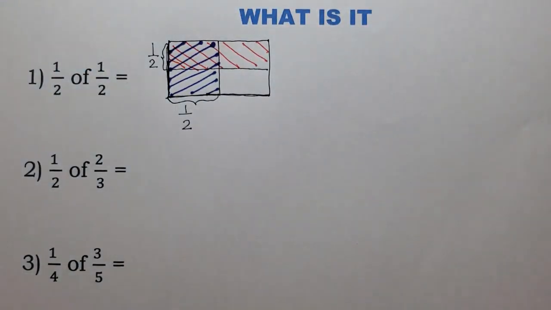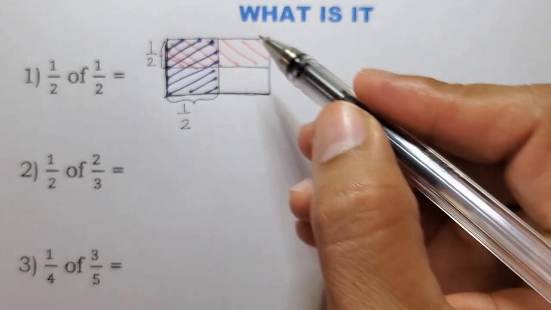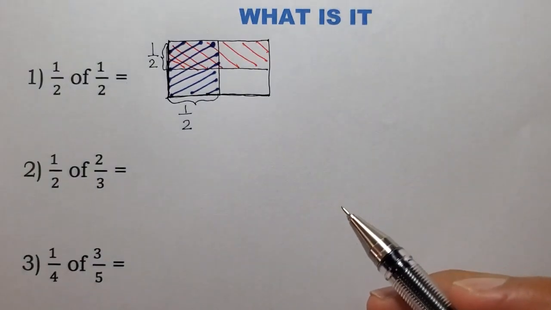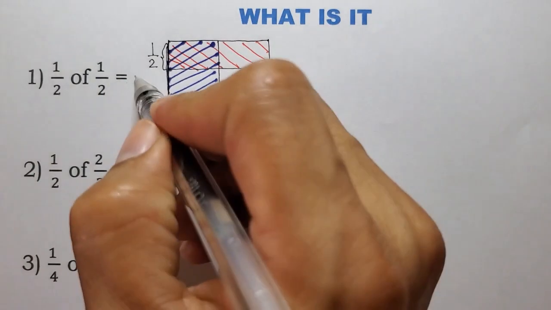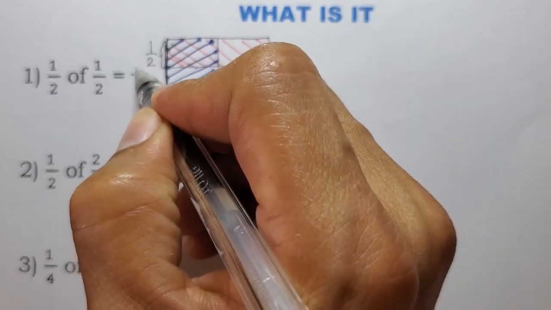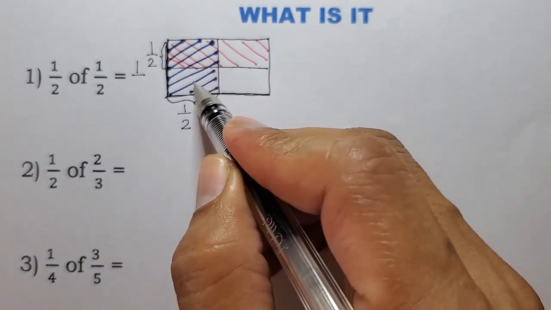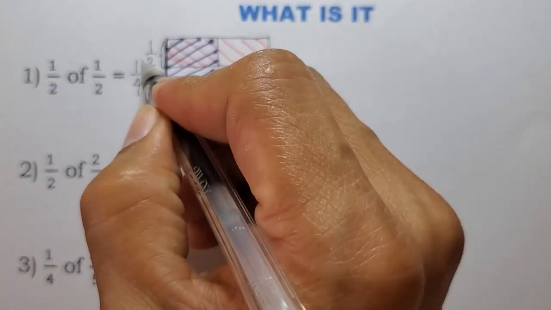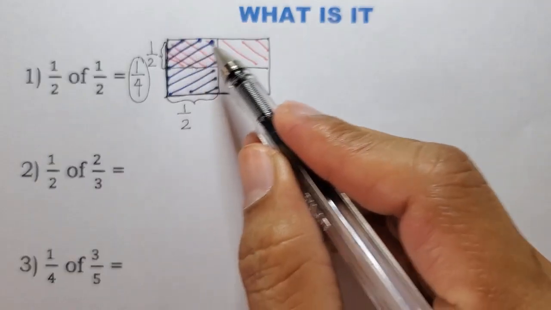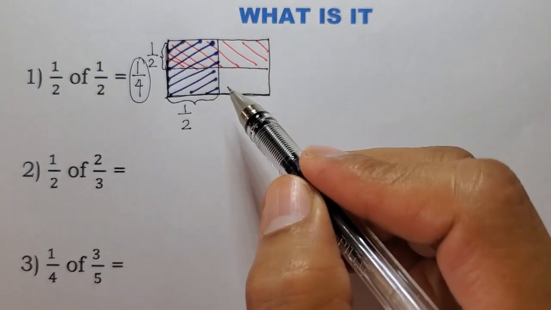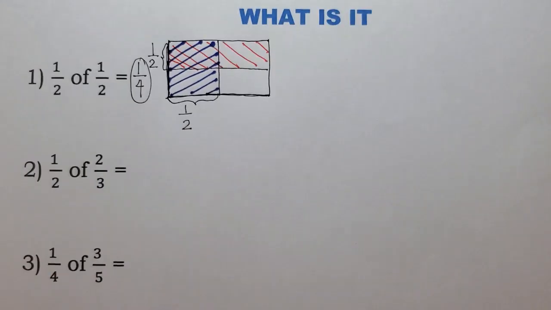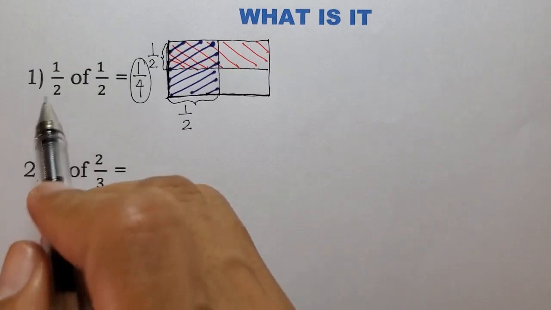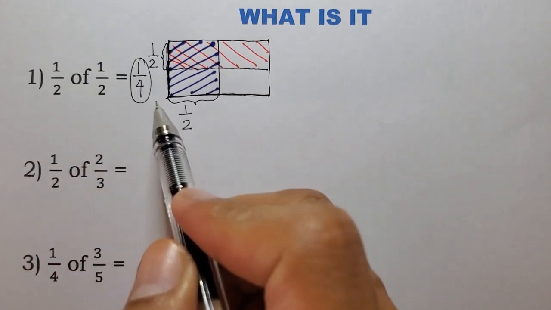So if you could see here, it is very obvious what portion of this rectangular model is shaded twice using these blue lines and the red lines. So that's only one part out of 1, 2, 3, 4 equal parts after we already divided this whole rectangular model into 1/2 and another 1/2. So that means that 1/2 of 1/2 is equal to 1/4.